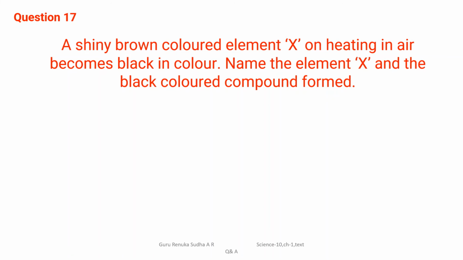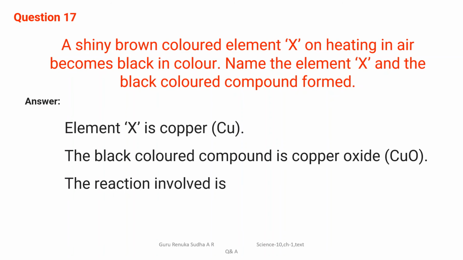Let element X be copper. When we start to heat that, see, the best example to understand this is when your mother is cooking something on a stove, using a vessel with a copper bottom, there you can see the black powder formed on the surface of the bottom of the utensil.